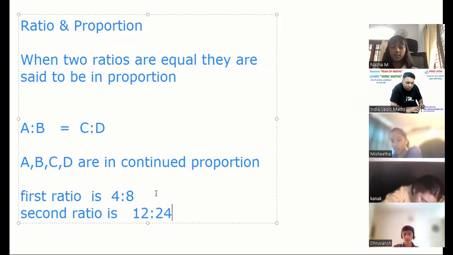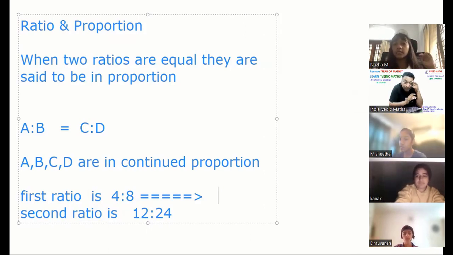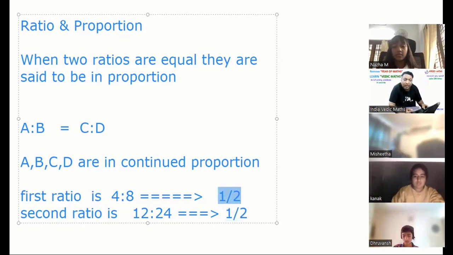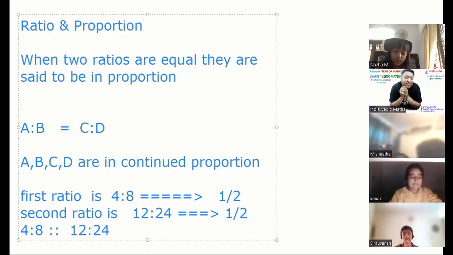We will simplify these ratios to check whether both are equal or not. When you simplify 4:8, how much do we get? You all know. Tell me, any one of you. Naja: 1:2. 4:8 becomes 1/2 or 1:2, right? Similarly, when you simplify 12:24, 1:2 again. So both are equal or not? So then we can say 4:8 is proportional to 12:24. This is the sign of proportion.